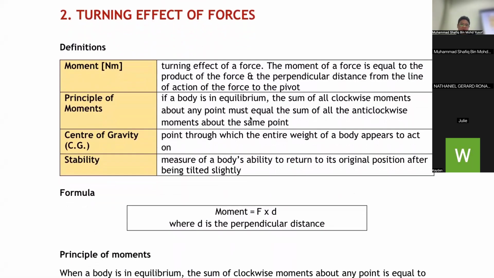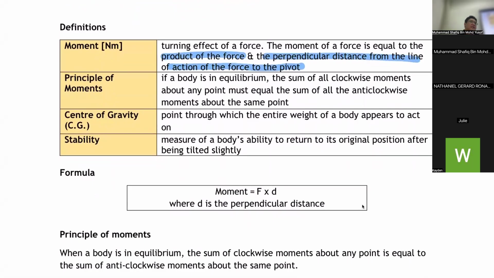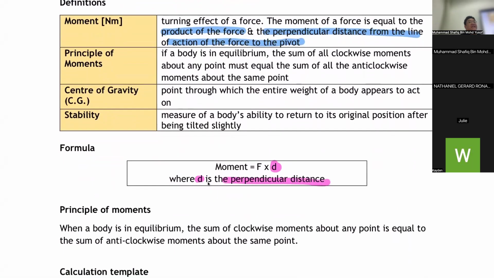of the force and the perpendicular distance from the line of action of the force to the pivot. So let me quickly explain. Essentially, it's just a formula. The moment is equal to force times distance. But for the distance, I need you all to be careful, it is the perpendicular distance in this case. Please take note of that.